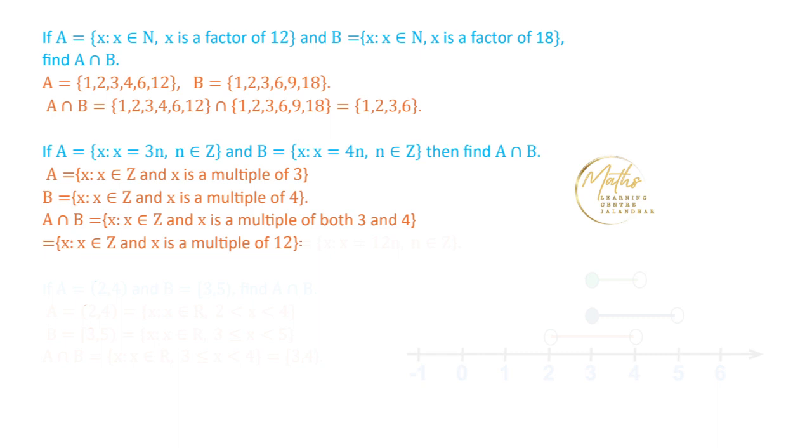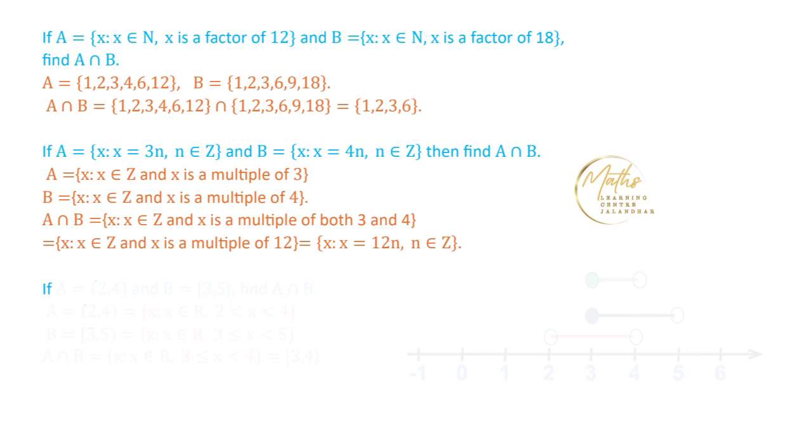And we can write this set in this form. We are saying it is all those X such that X is equal to 12n, where n belongs to Z. So this is the set A intersection B in this case.